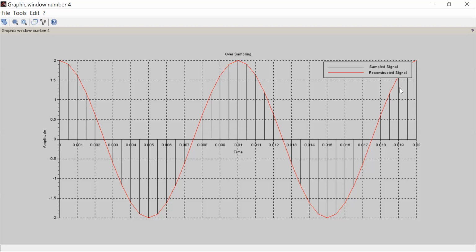Okay, this is the sampling theorem, with the original signal we are giving. We looked at undersampling, at satisfying the Nyquist rate when Fs is equal to 2 Fm, and at oversampling. If you want the original signal back when reconstructing, then the Nyquist rate should be satisfied. That is, Fs should be greater than or equal to 2 Fm. Okay, this is about this experiment, the sampling theorem. Thank you.